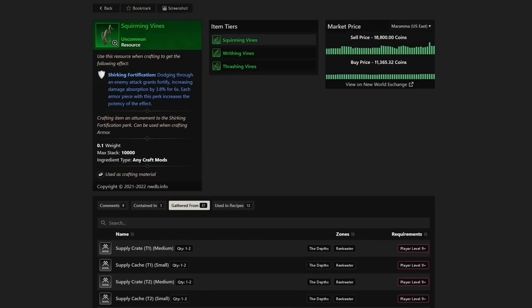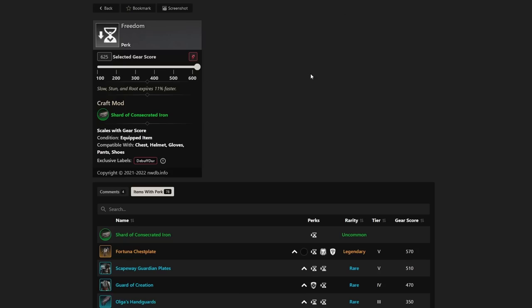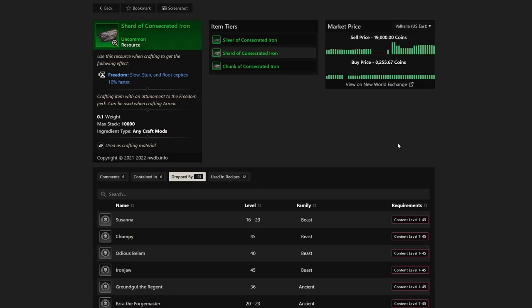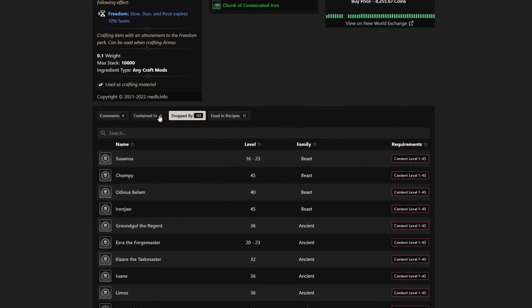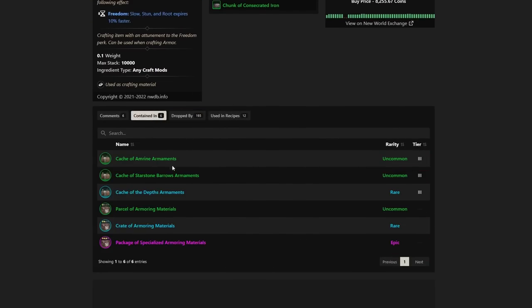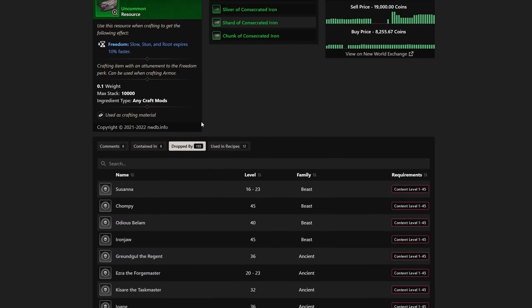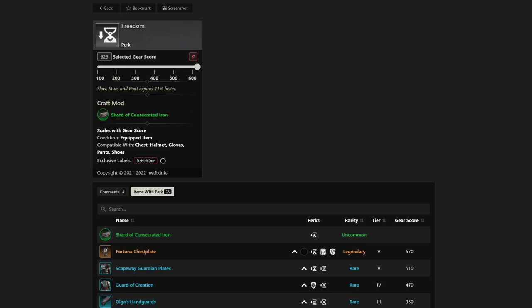So we have Freedom as our next one that I really wanted to take a look at, because Freedom is going to be selling for quite a bit, the Shard of Concentrated Iron. It's going to sell for about 25K on Marama, 18K on Bari. Valhalla is going to be about 19K. Where is this one dropped, or where is this one contained in? So you can actually see it's dropped by people mostly. It's not going to be something that you get out of chests like we saw in the previous.